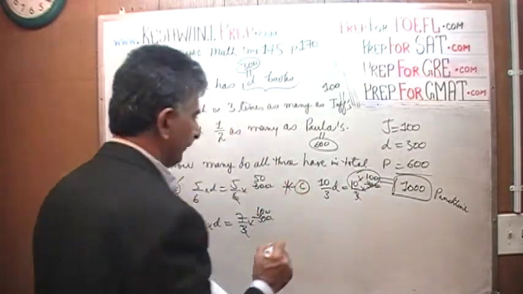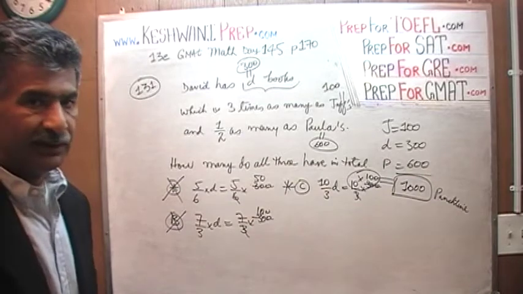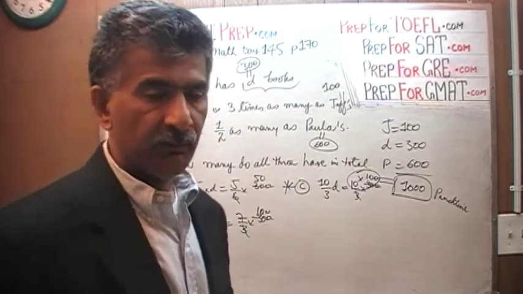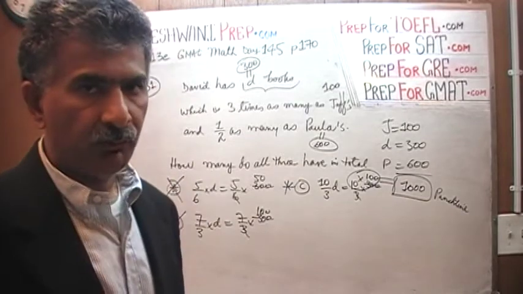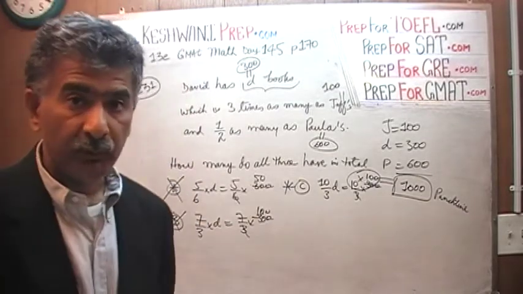There you go, that's our answer. Answer is C. If you try out D and E, you'll see that D and E do not work. We were looking for 1000, we found 1000. If you want to try it out on your own out of curiosity, you will see that D and E do not work. So this was one way of doing the problem.